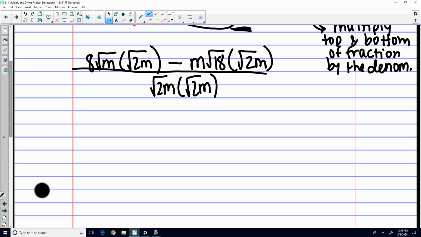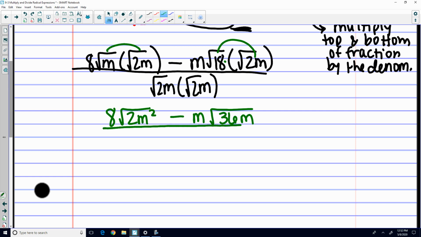All right, so for this part, these radicals are like, so I'm going to have 8 on the outside, and then I'm going to have 2m squared on the inside, minus. I can now multiply the radicals again, so I'm going to have m. 18 times 2 is 36. And then just an m, because there's not an m here for it. And then a division bar. And 2 times 2 is 4. M times m is m squared. That's all under a radical. All right, so we're okay so far.